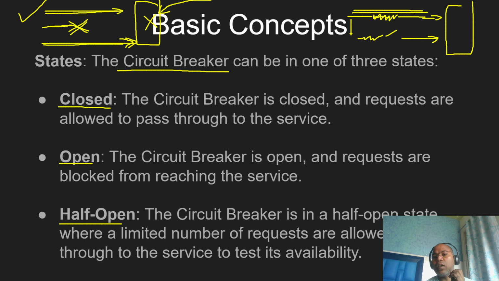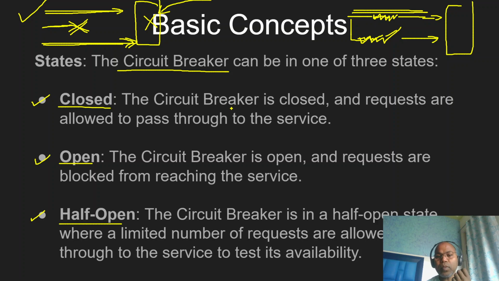If the circuit is somehow open, that means the current supply is not going to the particular unit. Similarly here, our pattern decides on the basis of state. There are the closed state, the open state, and the half open state.